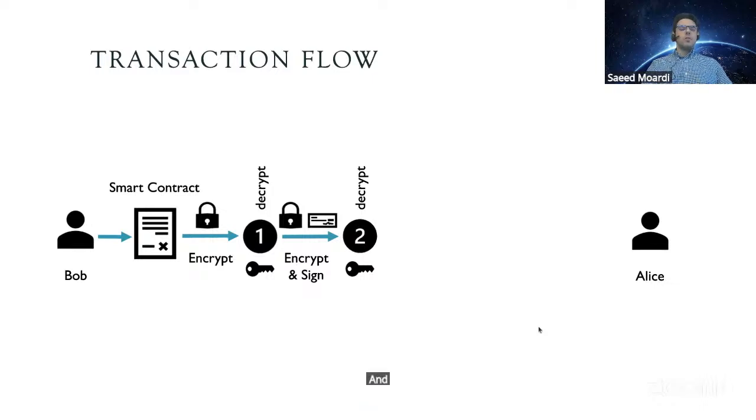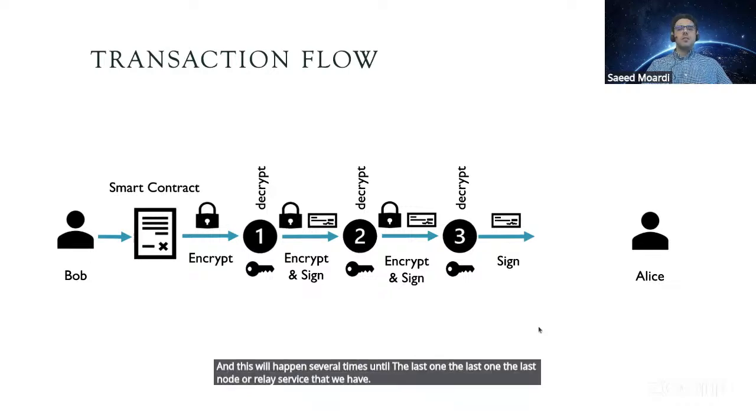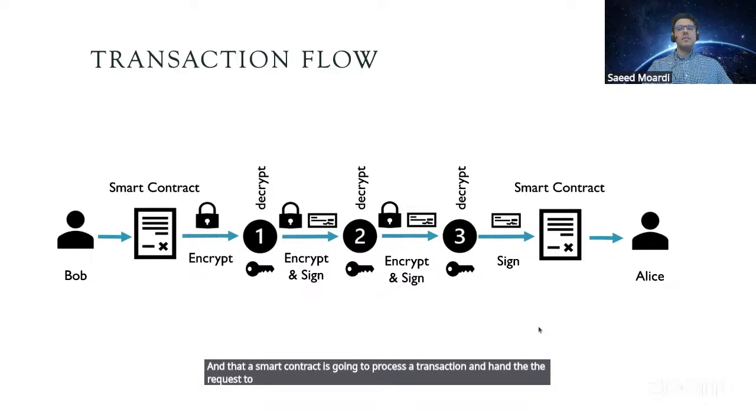The second relay service will do the exact same thing as the first relay service. It will also encrypt and sign the request and send it to the third one. This will happen several times until the last relay service that we have is going to sign the request and hand it to the smart contract on the other side. That smart contract is going to process the transaction and hand the money, or the asset or the data, whatever that is, to the other user on the other side.